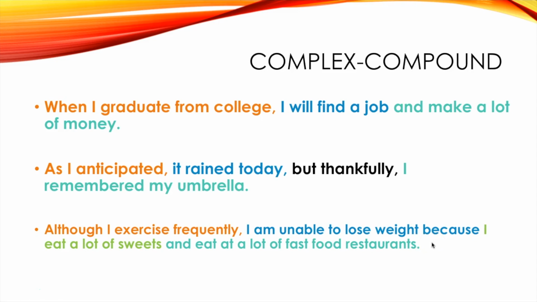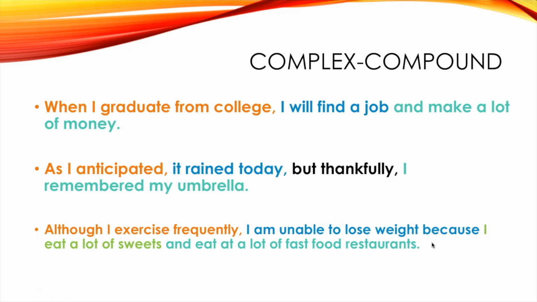So in our example, we have the orange are the dependent clauses, and then the blue and green colors are our independent clauses. So when I graduate from college, I will find a job and make a lot of money. When I graduate from college is our dependent clause. I will find a job, our first independent clause, and make a lot of money. So again, the subject is I, and I will make a lot of money.